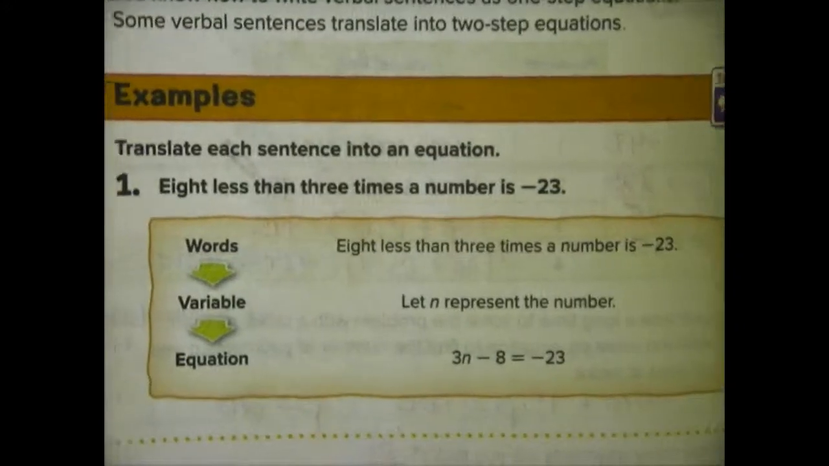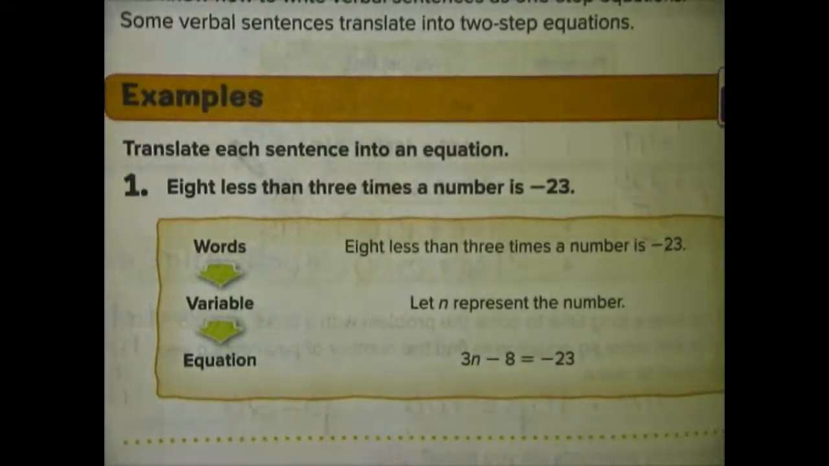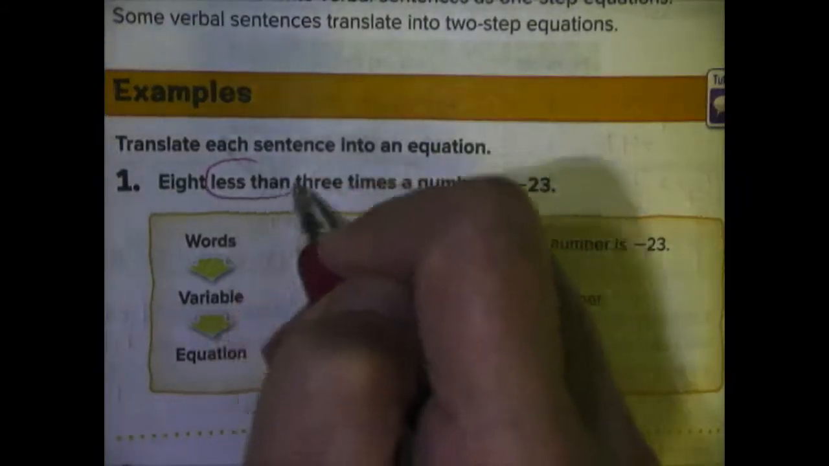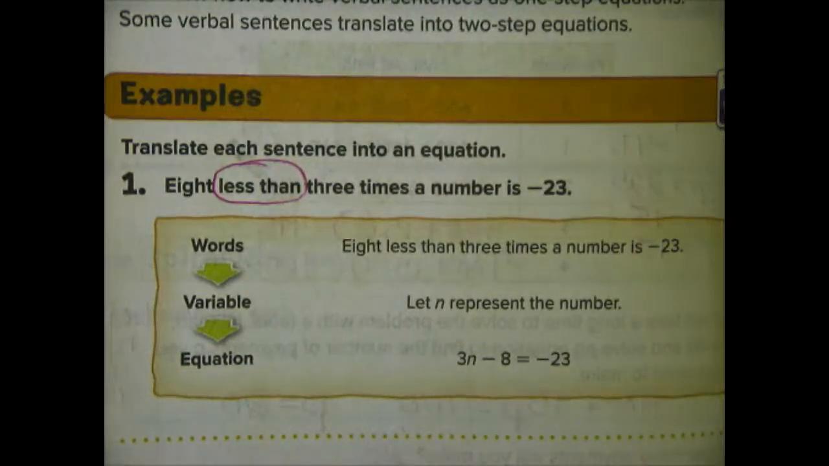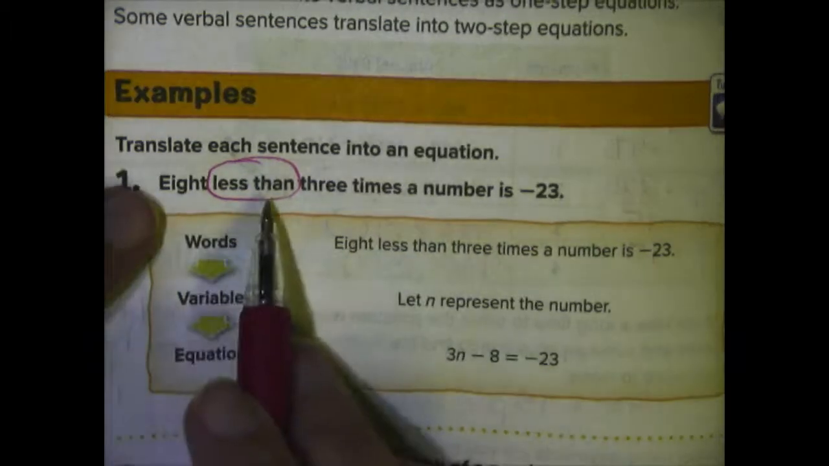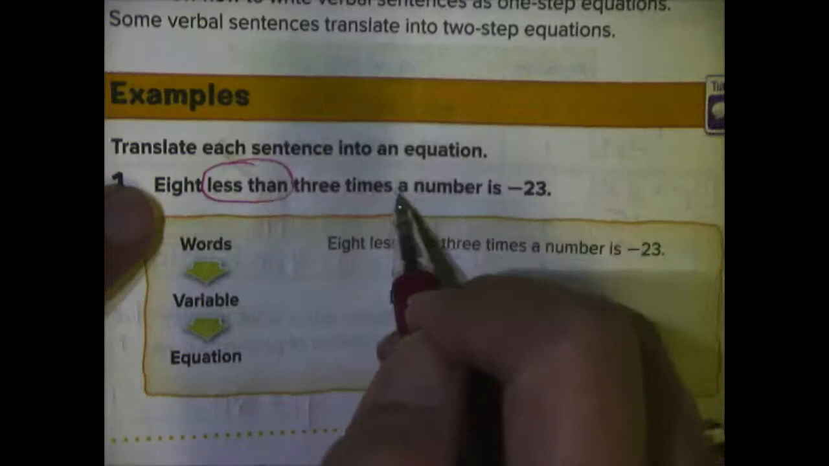Number 1 says translate each sentence into an equation. 8 less than 3 times a number is negative 23. We've already talked about the importance of these words right here. These are called turnaround words, so we know that although we normally read from left to right, this is going to change what we do with this sentence. So we know it's 8 minus 3 times a number.